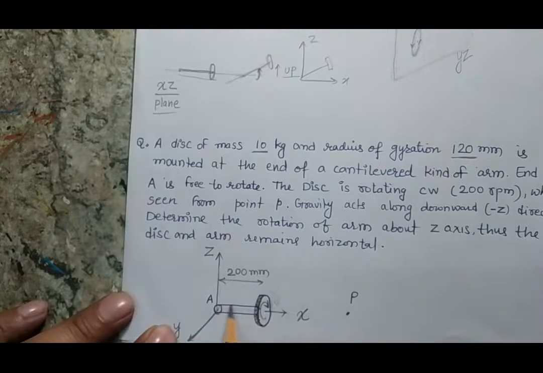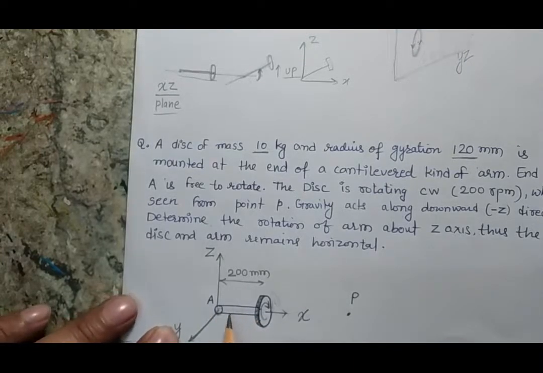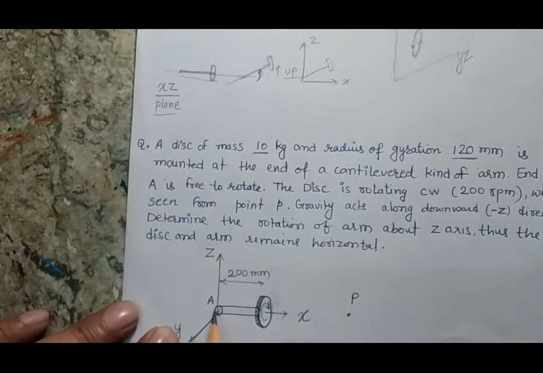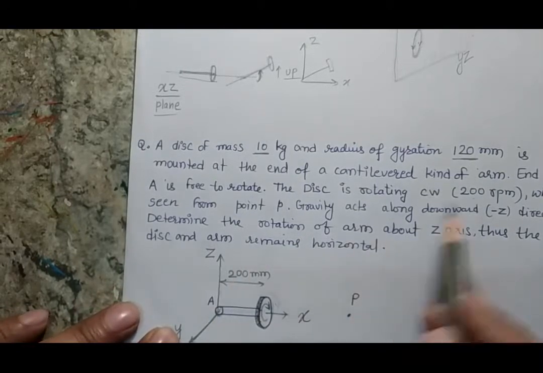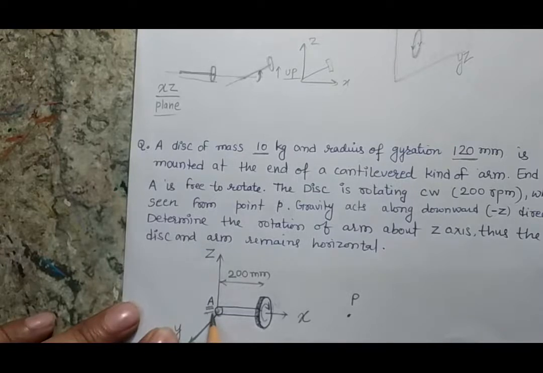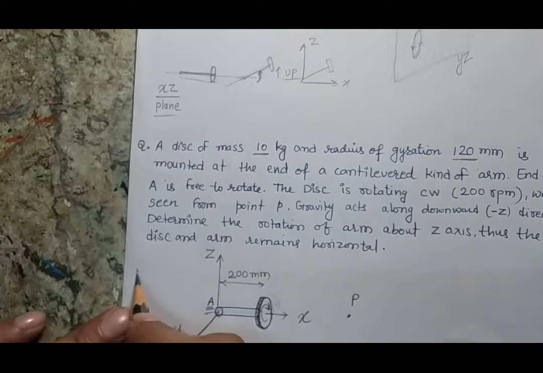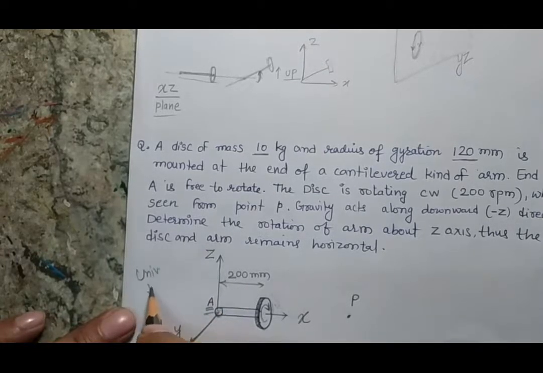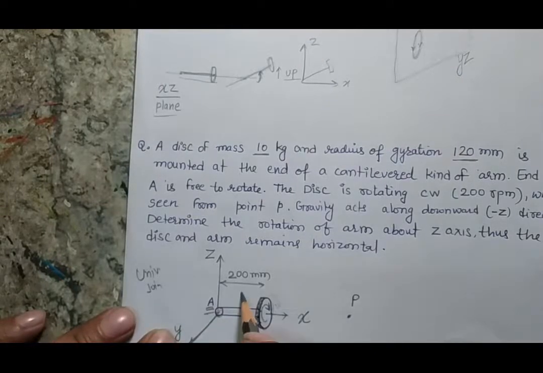It is a cantilevered kind of arrangement, but this is not exactly cantilevered, because when we have a cantilever, this end is fixed, but here the end A is free to rotate. That means we have a universal kind of joint here, so that it can go in upward, downward direction as well as horizontal, front, back, upward, down. Every kind of motion is possible in joint A.